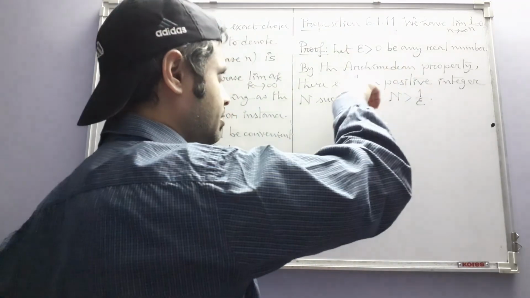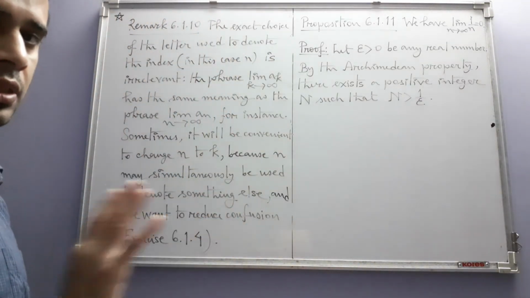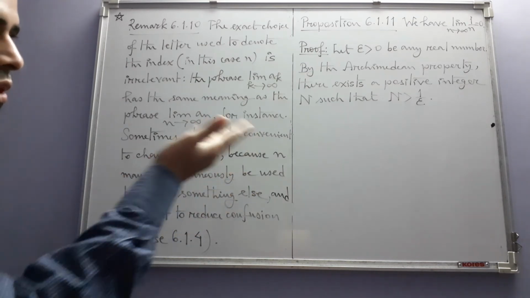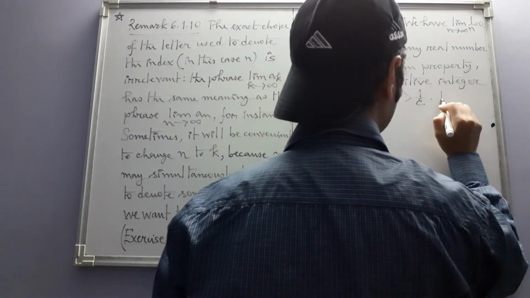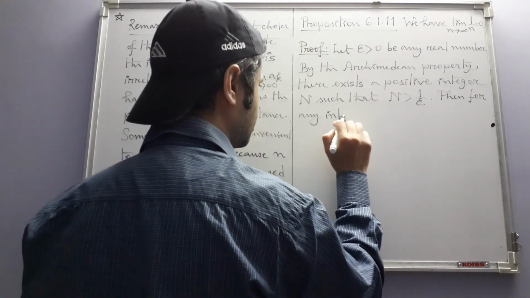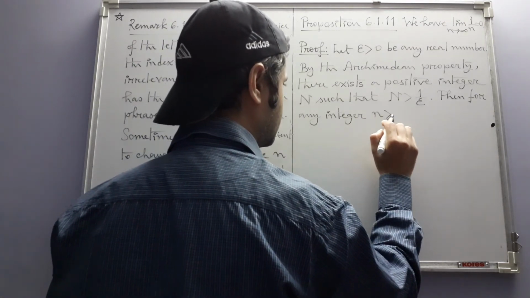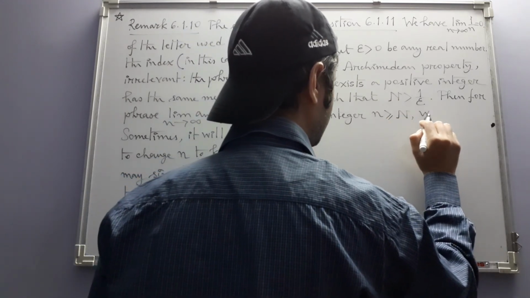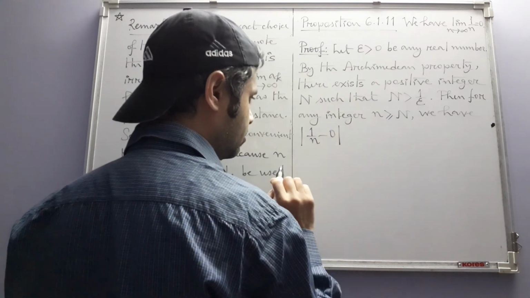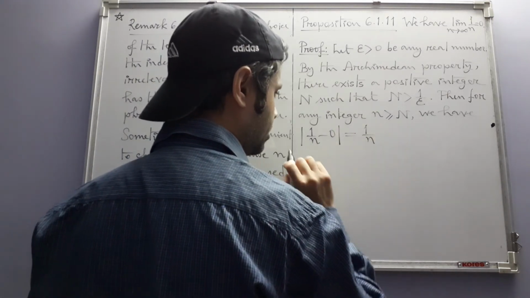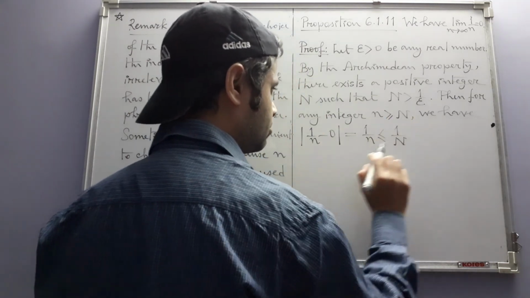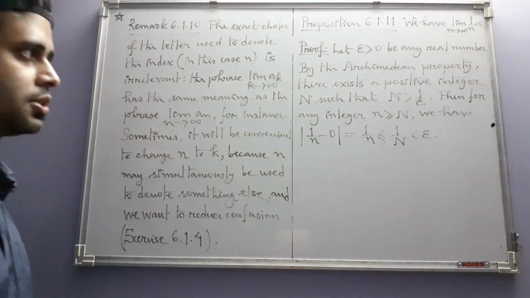I don't remember the exact proposition number or lemma number or whatever it was, for the Archimedean property. You can go back to that, and there you will see that we have the property and we are using that here. Then for any integer capital N greater than or equal to n, we have the distance between 1 by N and 0 is equal to 1 by N. N is greater than or equal to n, so 1 over N is less than or equal to 1 over n, and from this inequality we see that this is less than epsilon.